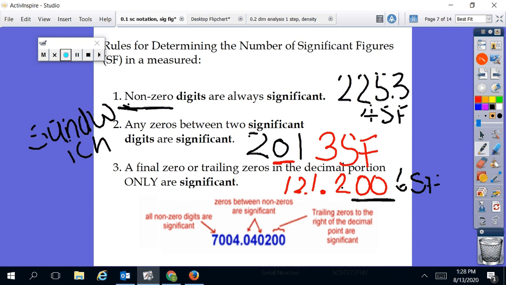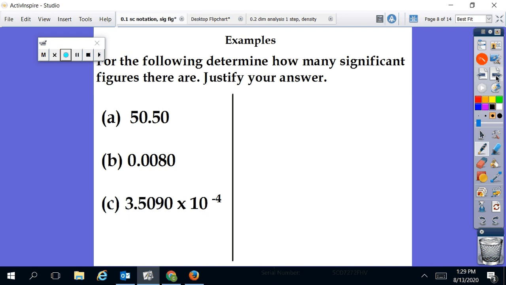However, look at rules 2 and 3. Zeros are significant if they are between 2 significant digits, or they are significant if they trail in the right side of the decimal. If they're trailing zeros or final zeros in the right side, they are significant. Okay, and here you can look and see this example down here is a very good example of trailing zeros, sandwich zeros, and non-zeros. So let's do some examples together.